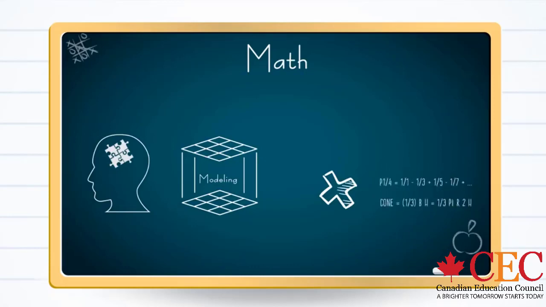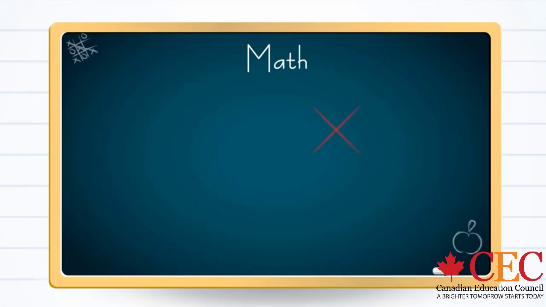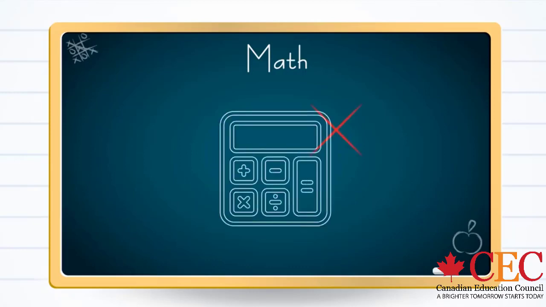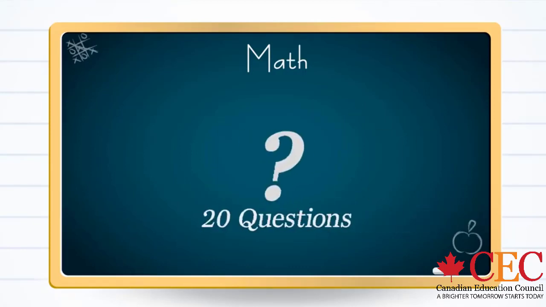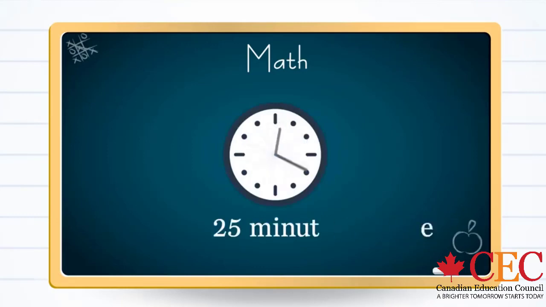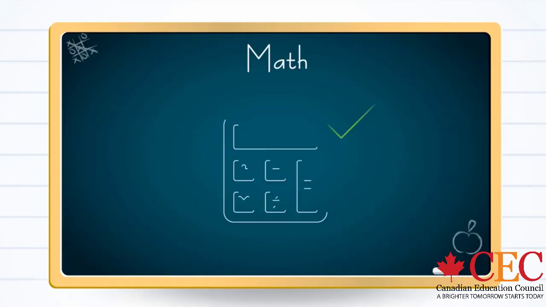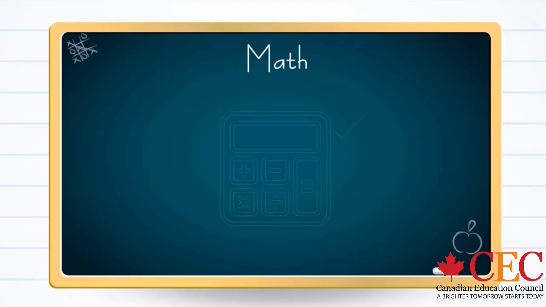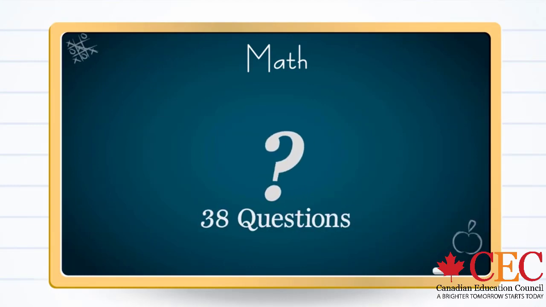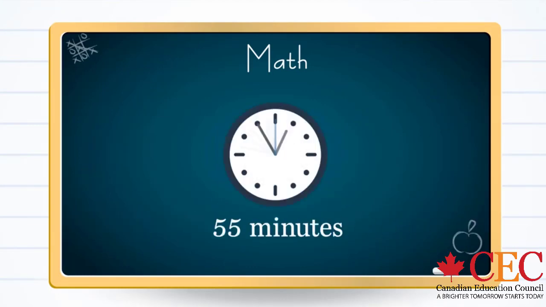using algebraic structure. You cannot use a calculator for the first math section, which has 20 questions to be completed in 25 minutes. You are permitted to use a calculator for the second math section, which has 38 questions to be completed in 55 minutes.